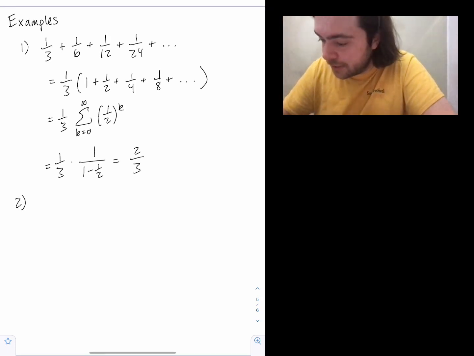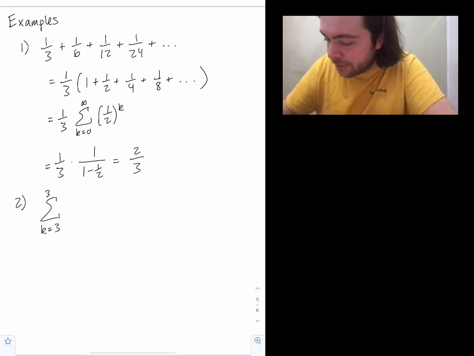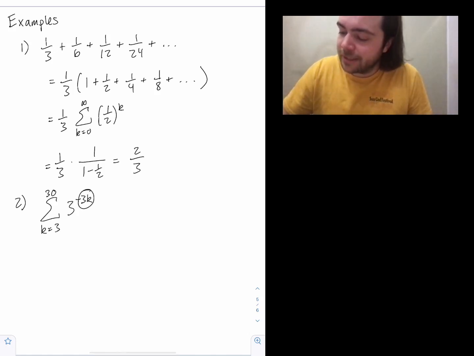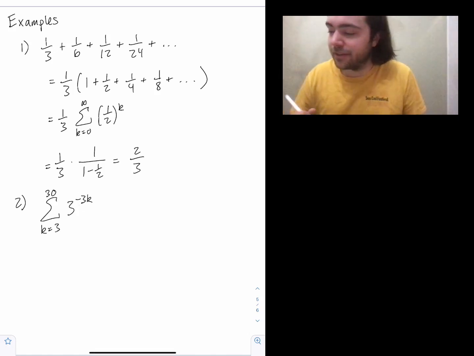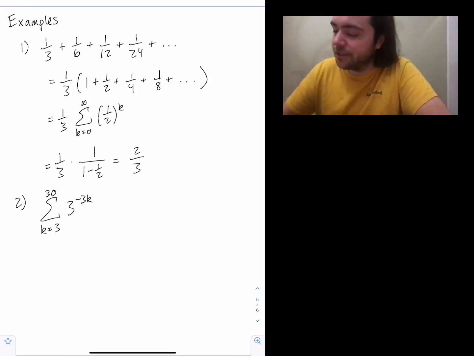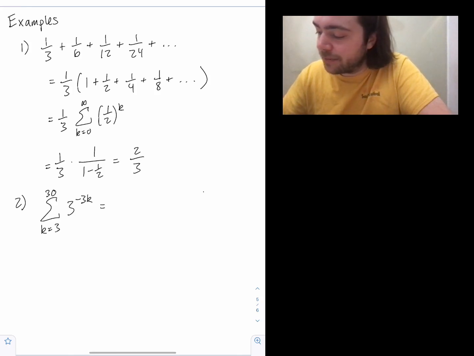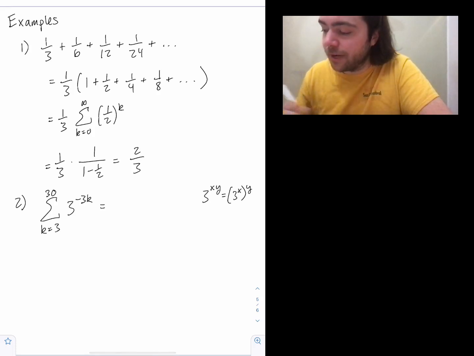Next example. What if I have this sum? I'm going to start at 3 now, and go to 30. There's going to be a lot of 3's in this one. I'm going to have 3 to the negative 3k. At first glance you might say, wait a second, this isn't something raised to the k, it's raised to the 3k. How are we going to use a geometric series here? Well, that's totally fine, because 3 raised to the x times y is just 3 to the x to the y. Those are some exponent rules.